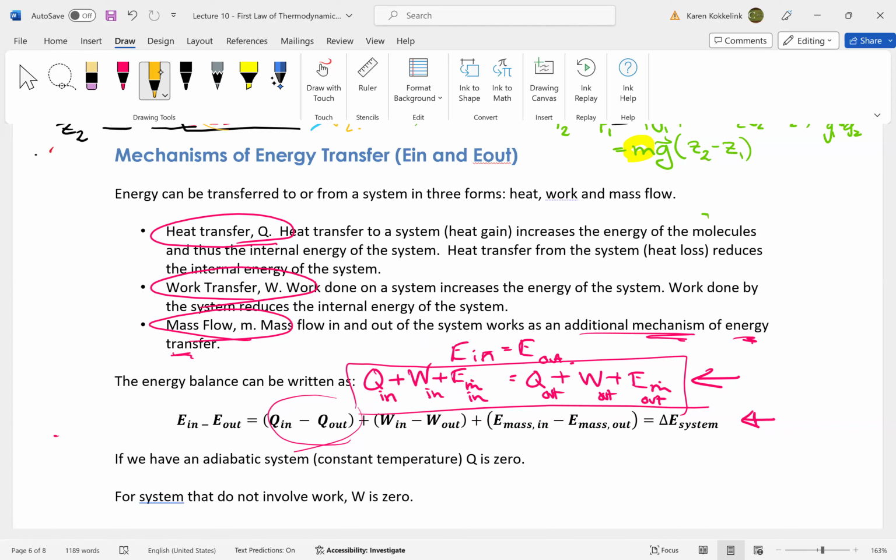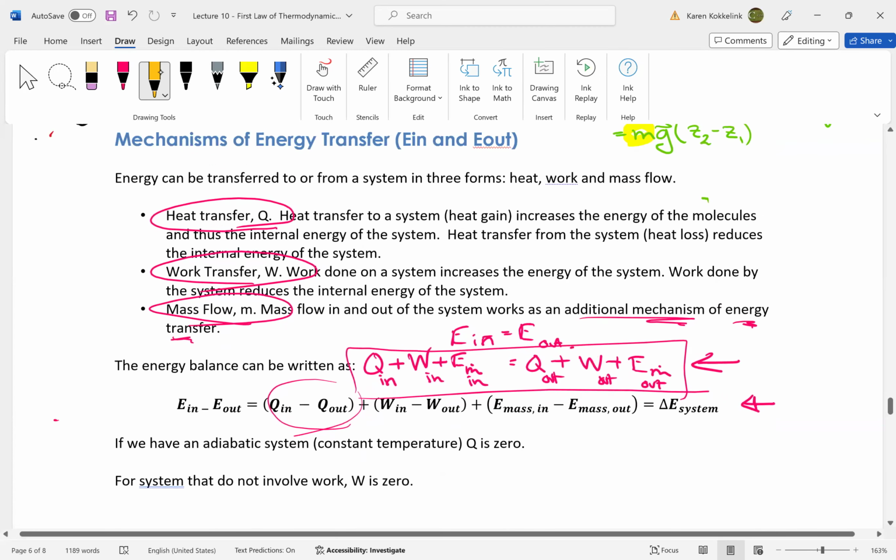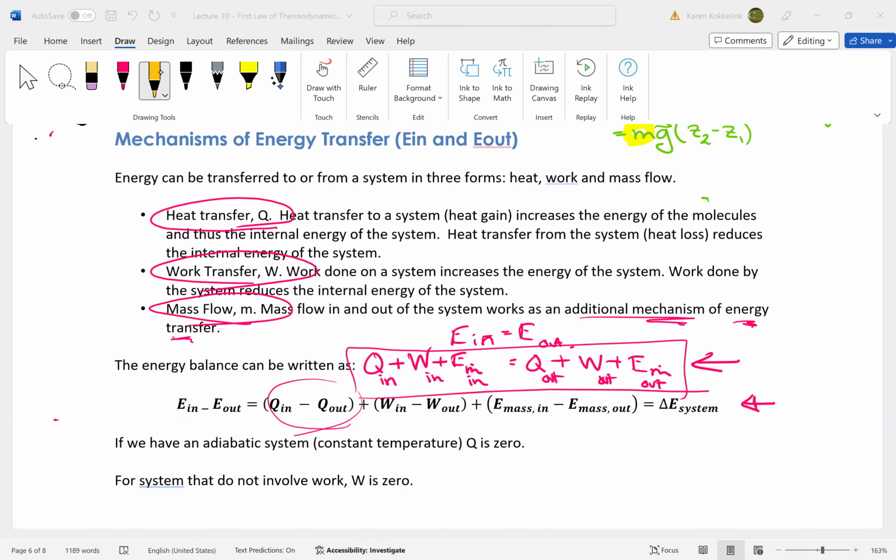But by all means, always write every single one of them when you are doing a first law energy balance that involves heat transfer, work transfer, and mass flow rate. That's an open system.